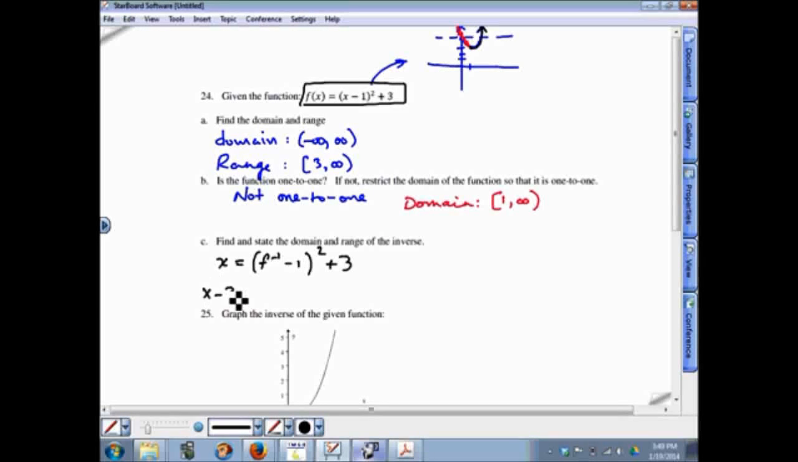So we're going to subtract 3. We're going to square root both sides. So we have the square root of x minus 3 is equal to the inverse of f minus 1. We add 1 to both sides to end up with the square root of x minus 3 plus 1 is equal to the inverse.